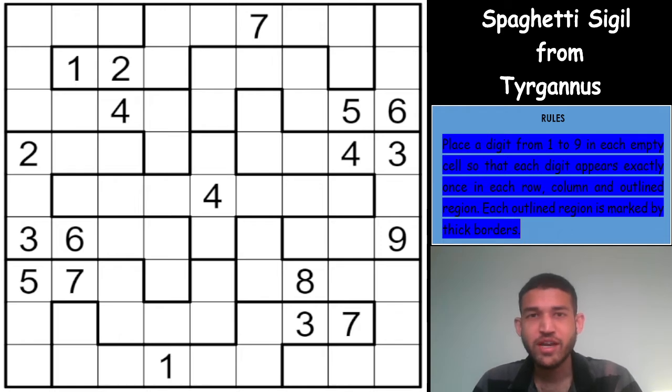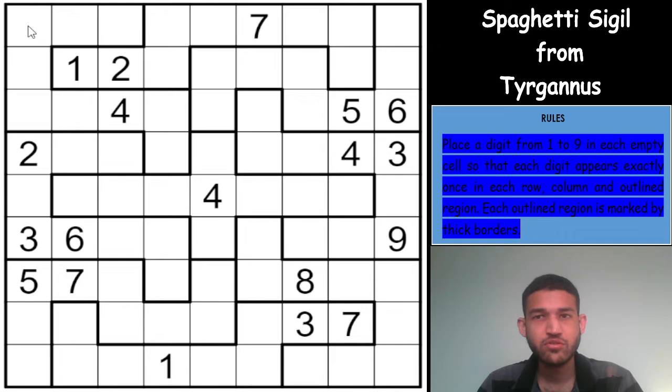I'm here to solve an irregular Sudoku created by Tirganis. This has been taken from the CTC Discord server and the Sudoku is titled Spaghetti Sigil. The link to solve this is in the description. Please do give it a try and come back and watch the video.